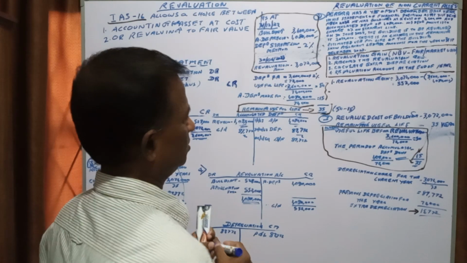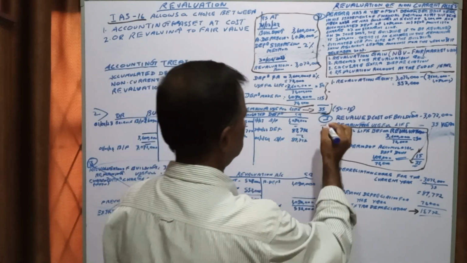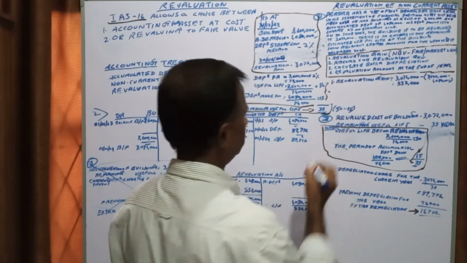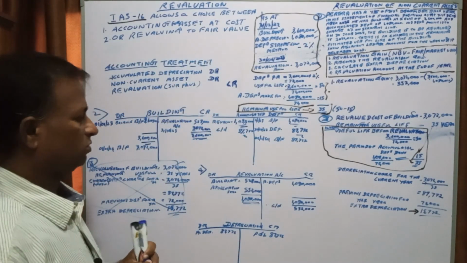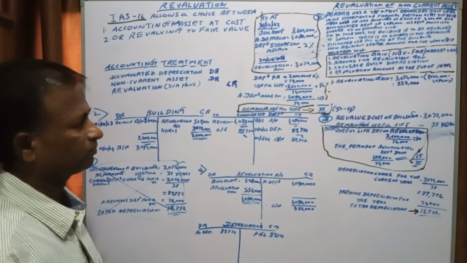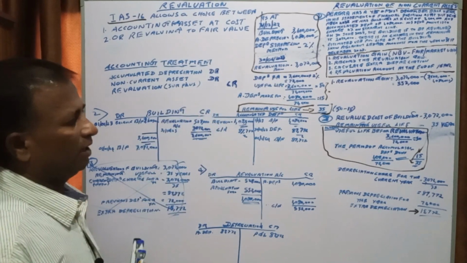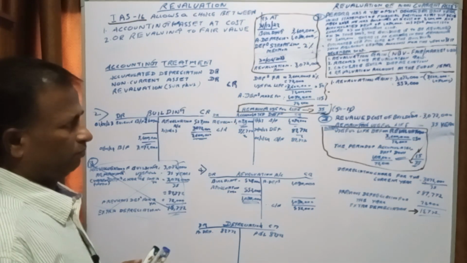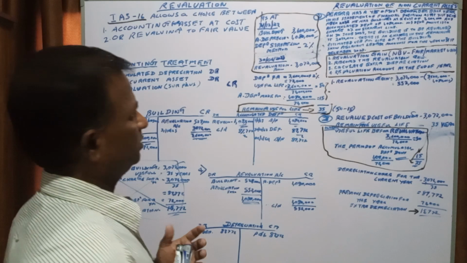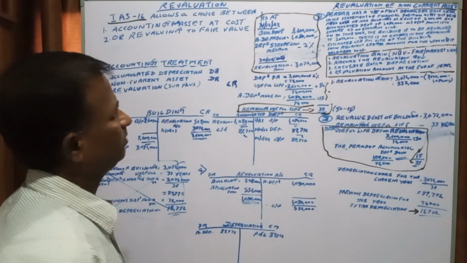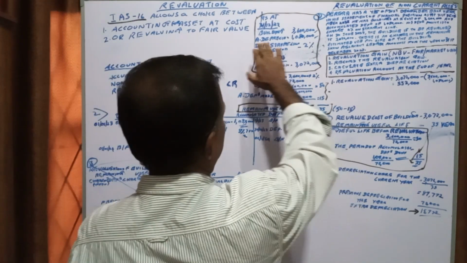Okay, workings. This is number 3. You keep this as number 3, so it will be easy for you to understand very easily, right? Again, I will explain the cost of building.